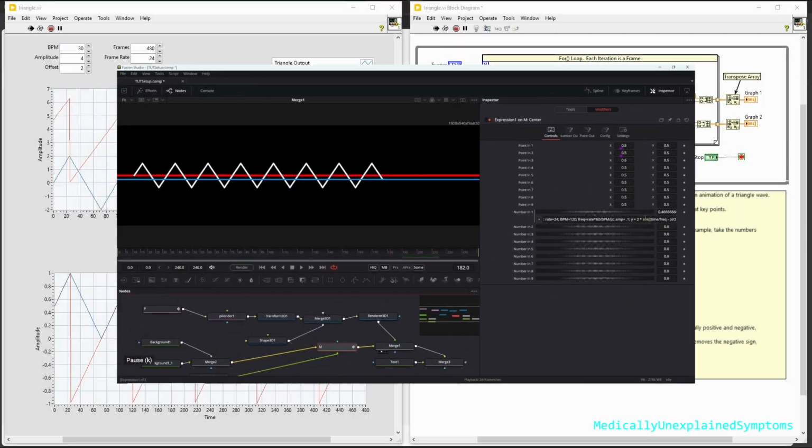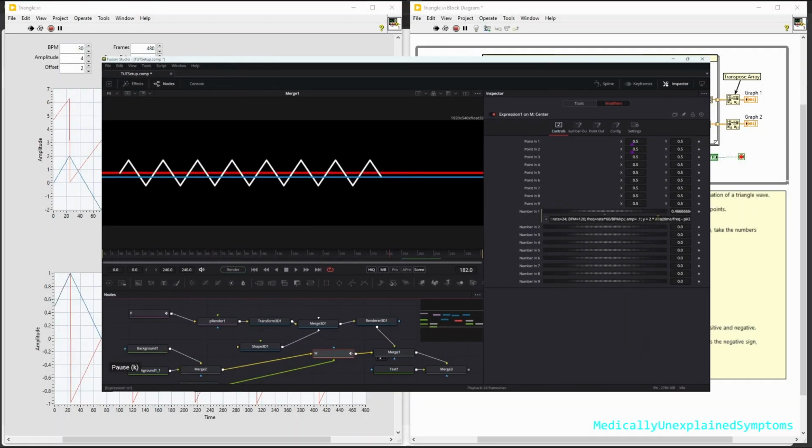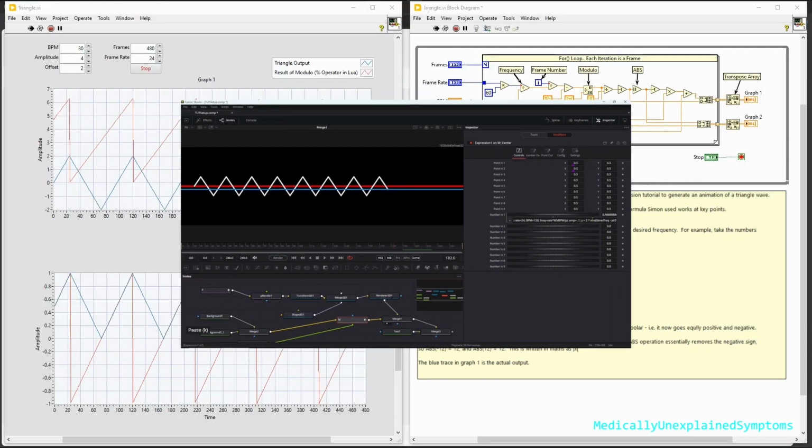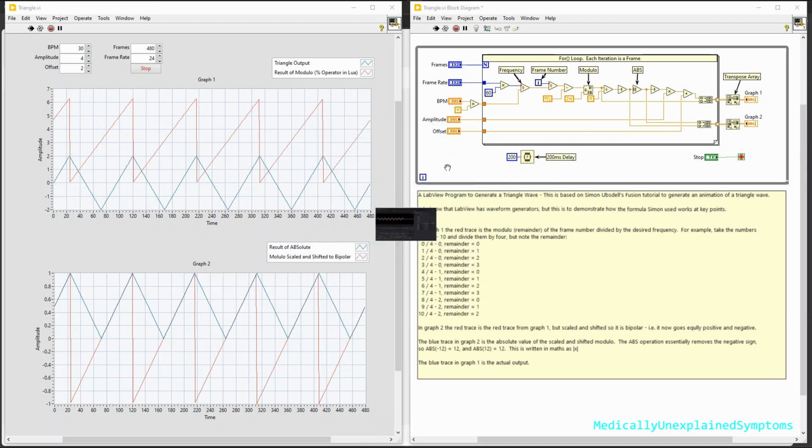Okay, this is a quick walkthrough of a visualization of the formula that Simon Nubstall used in his video animating a triangle wave in Fusion. This is in a program called LabView, which is a visual programming environment used for simulating systems and controlling test equipment and instrumentation. So there's some text here that explains what the formula is doing.